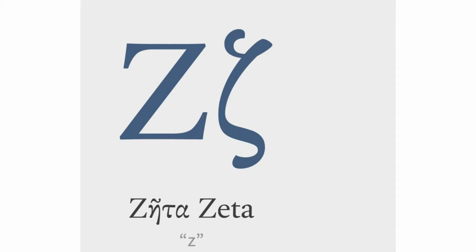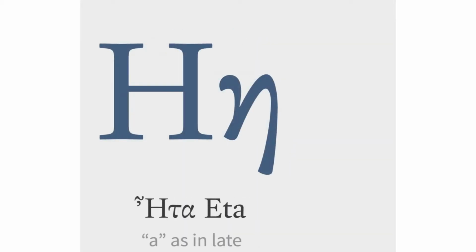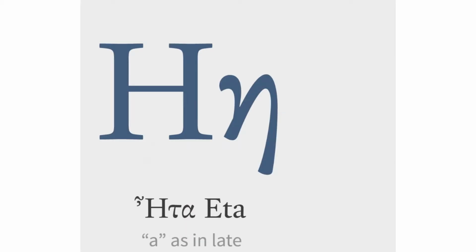Zeta. Now the next one may confuse you. It's eta, but the capital looks like our capital H, and the lowercase looks like our lowercase n. So you've got to learn this one. This is eta, with an A sound, like in the word eight. Eta. Alpha, beta, gamma, delta, epsilon, zeta, eta.